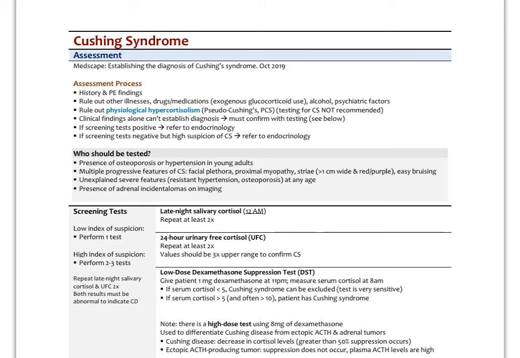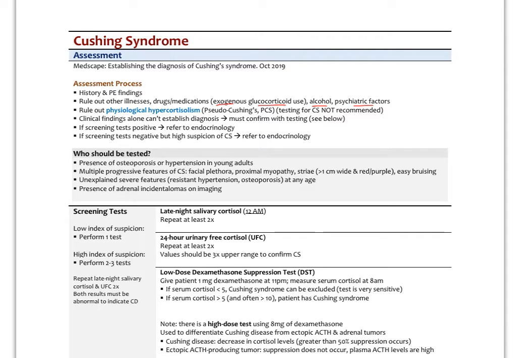So how do we assess Cushing's syndrome? Well, first will be our history and physical exam findings. We're going to rule out other illnesses, whether or not they're taking exogenous glucocorticoids, chronic alcoholism, other psychiatric disorders. I'm going to rule out physiologic hypercortisolism.